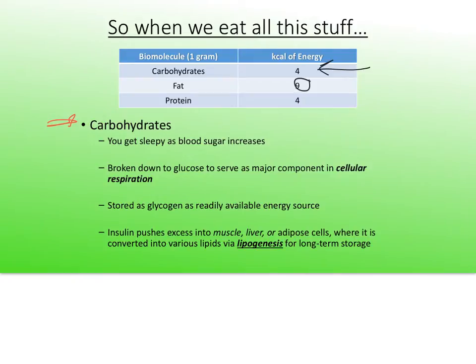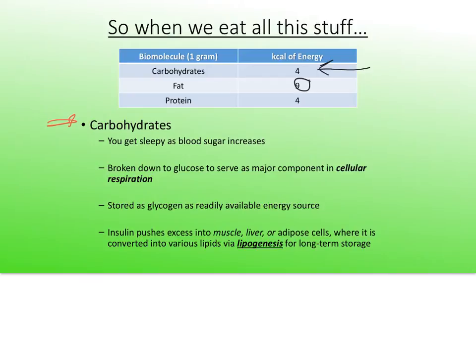And so if we use that carbohydrate right away, the body uses it, burns it, it's great. If we don't use those carbohydrates right away, your body's going to store them as glycogen, which is a readily available energy source. If you then exercise a little while later, that's the first place your body is going to go for energy, is it's going to break down those glycogen stores.